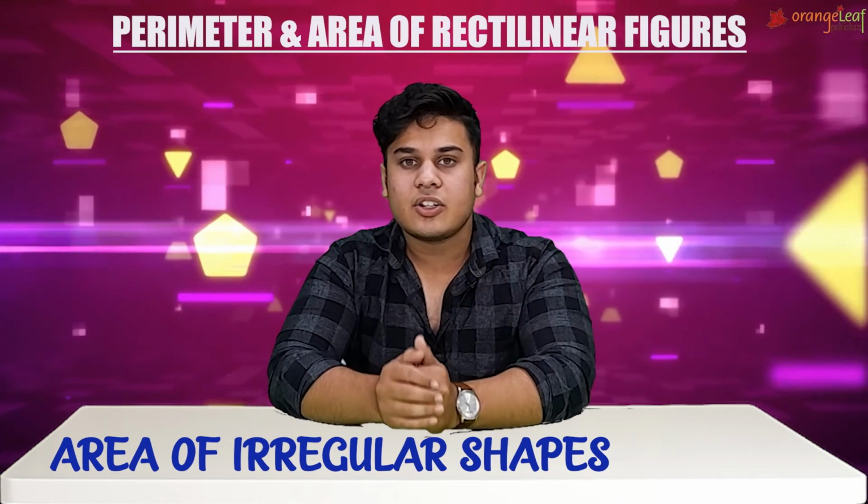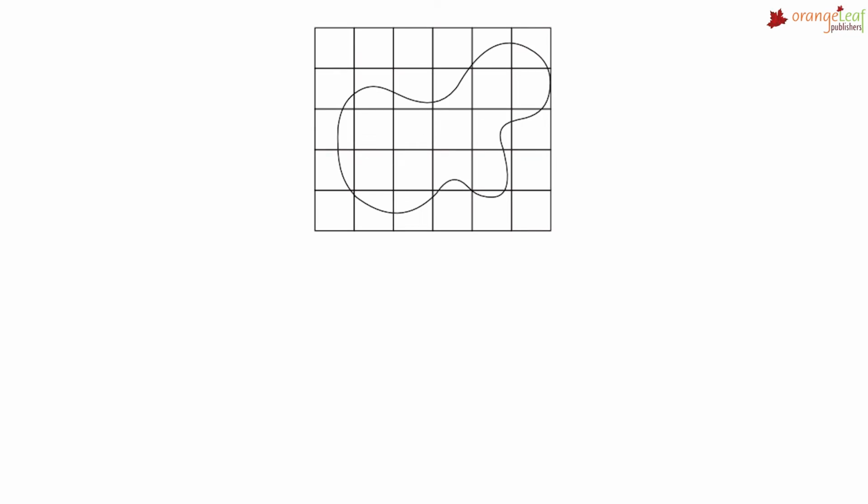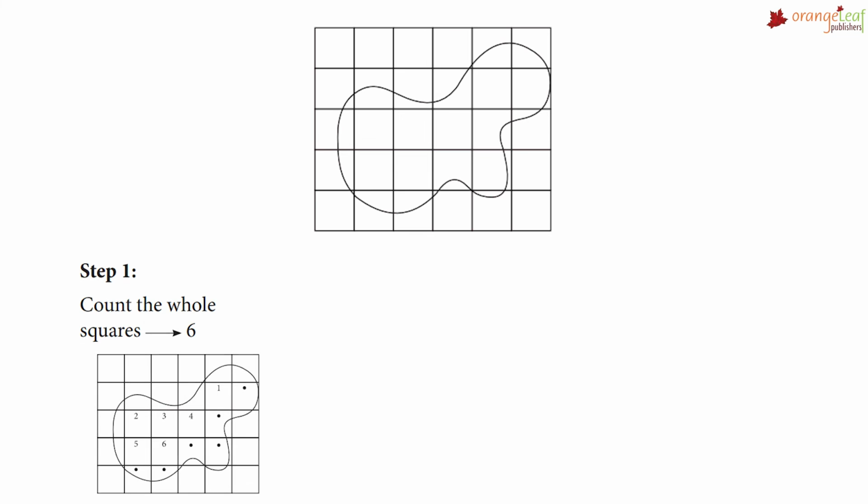Area of irregular shapes. Now, have a look at this figure. This figure does not have a definite shape, so we can only find the approximate area of this figure. The first step to find the area of this figure would be to count the whole squares. We can see that there are 6 whole squares.